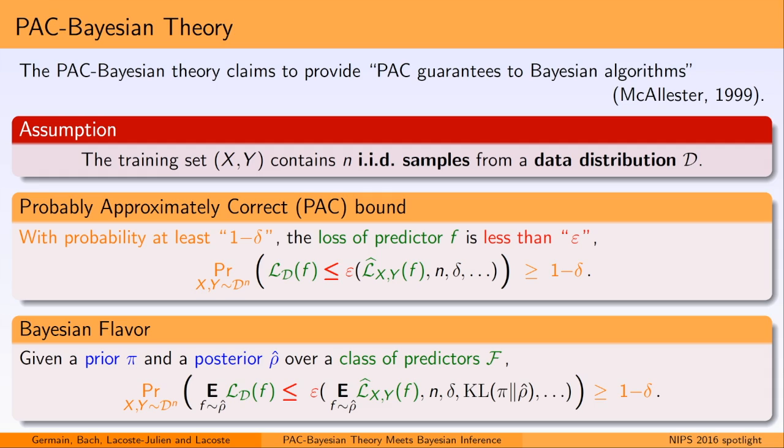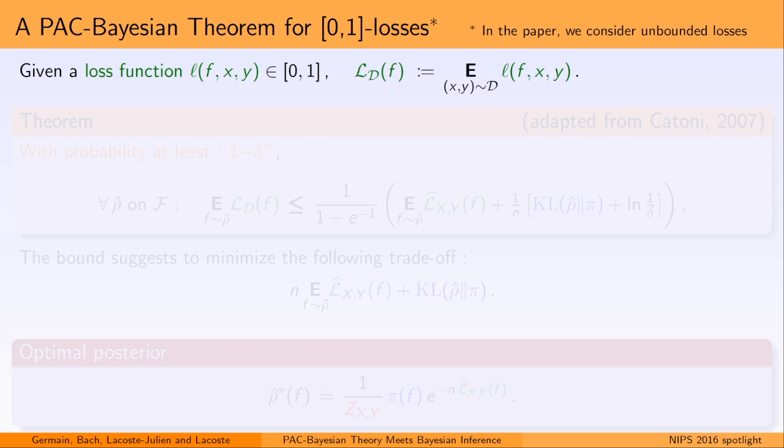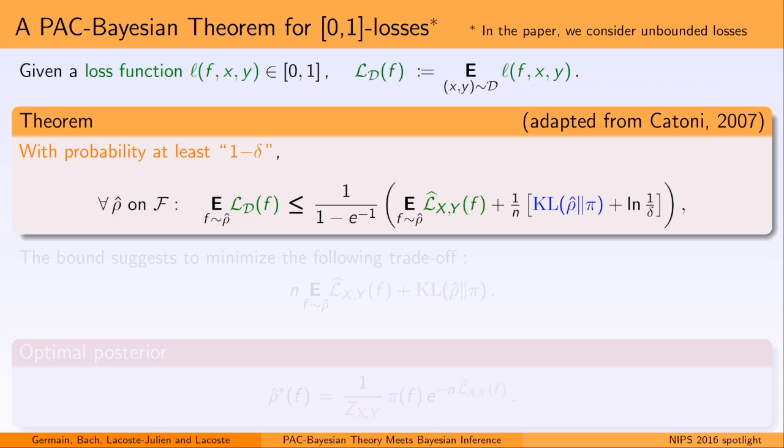Instead of bounding the loss of a single predictor, it bounds the average loss of all the predictors according to the posterior. The bounding function epsilon now relies on the expected empirical loss and the Kullback-Leibler divergence between the prior and the posterior. There are many versions of the PAC Bayesian theorem. Most of them are valid for losses in [0,1], like this one adapted from Catoni's work.